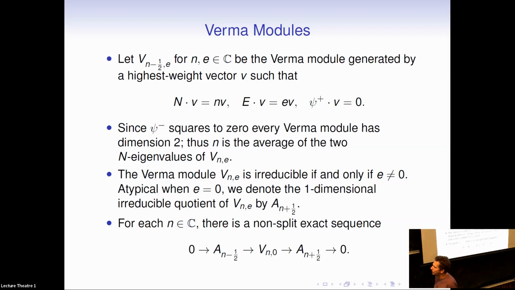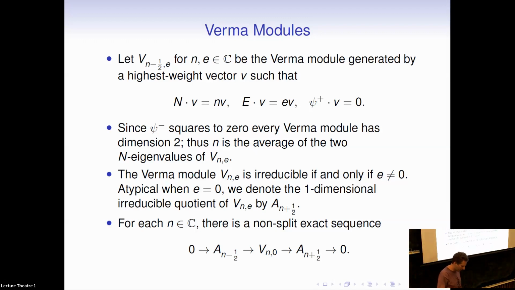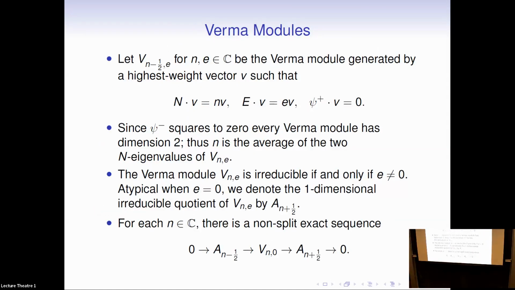And now you can think about it. You have this two-dimensional module generated by a vector, and one of these odd elements applying to it. Now you ask yourself, can you go back? Well, because the commutator of the two odd elements gives you the central element, you immediately say, well, you can only go back if the central element acts non-trivially. And so what you get is all these Verma modules are irreducible except for the atypical series when e is equal to zero, where you have a one-dimensional submodule and a one-dimensional quotient.